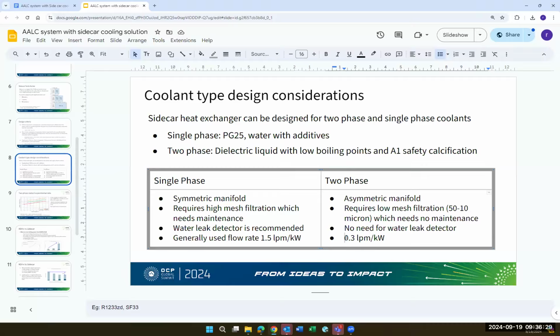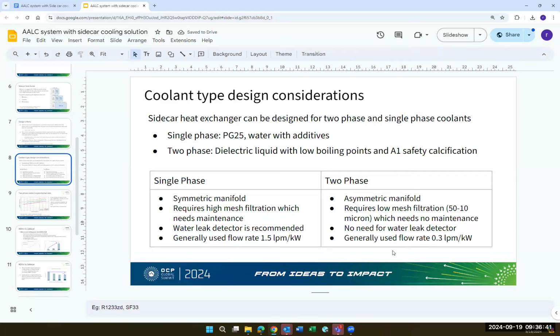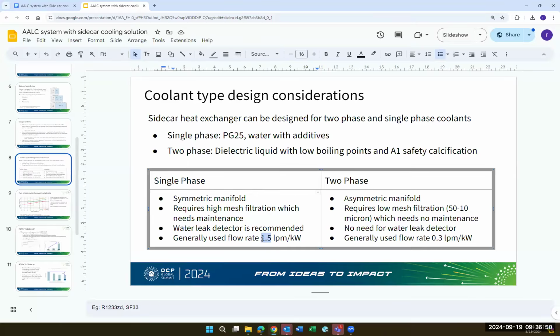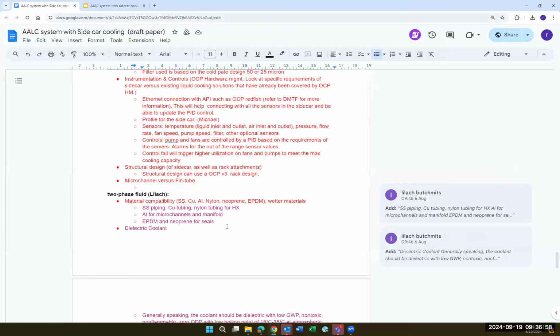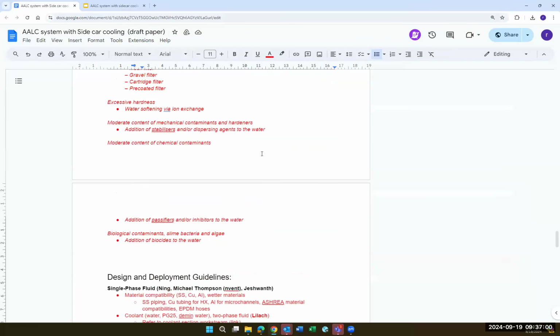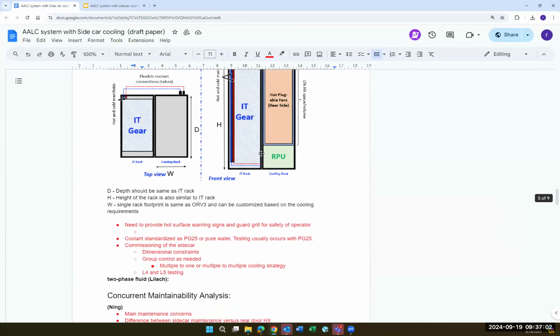But I drew some function for that, and I found it's 15 divided by delta T, which means that in this case, delta T is 10, so 1.5. If it's 5, it will be different. Yes, and I can share the graph that I made. You can open it, and in most cases I found it's between 1.5 and 2 liters per minute per kilowatt.